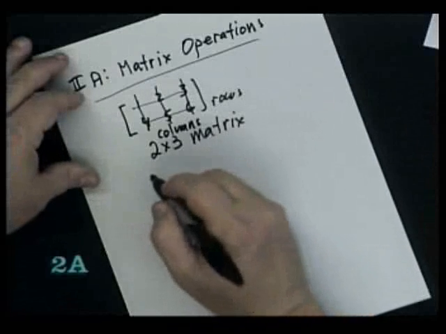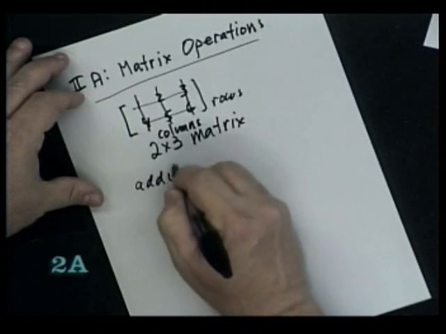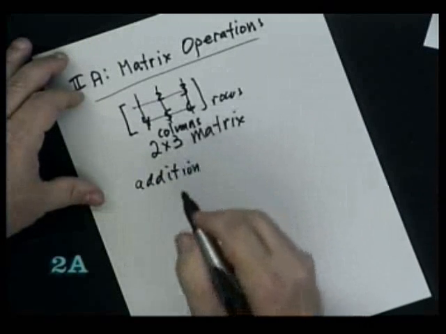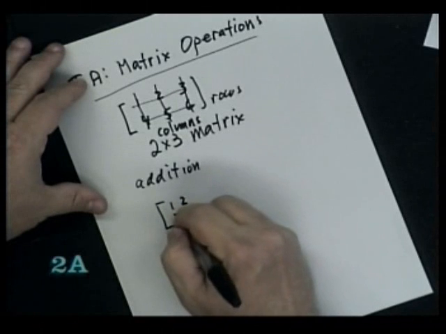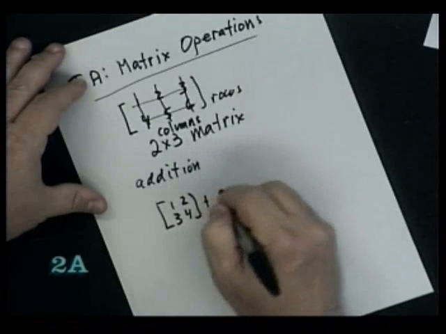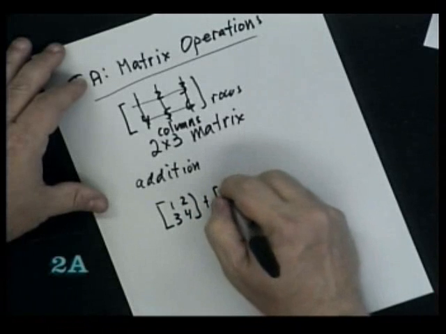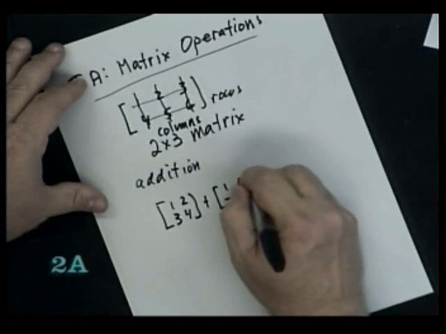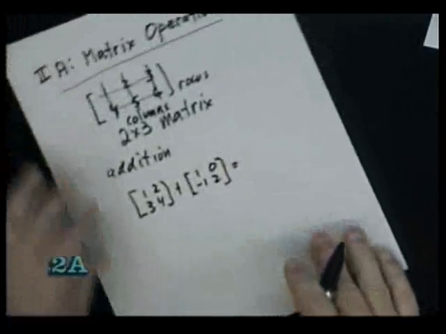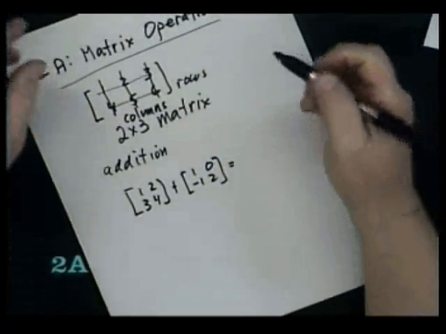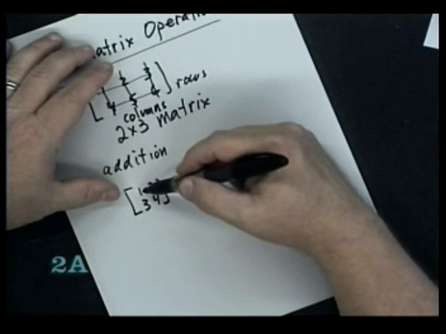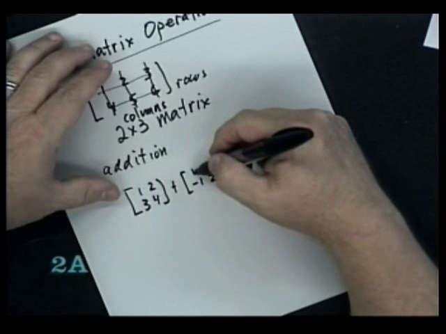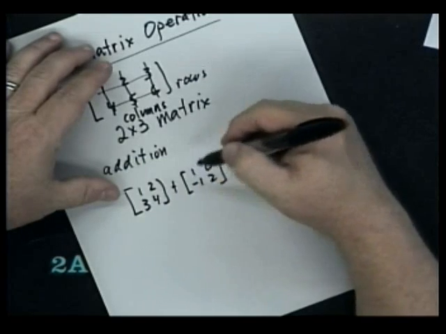First, let's talk about adding. I'm going to take a 2 by 2 square matrix, 1, 2, 3, 4, and add to it 1, 0, negative 1, 2. And all you do is add entry by entry. So I take the first row, first column of the first matrix and add to it the first row, first column of the second matrix.